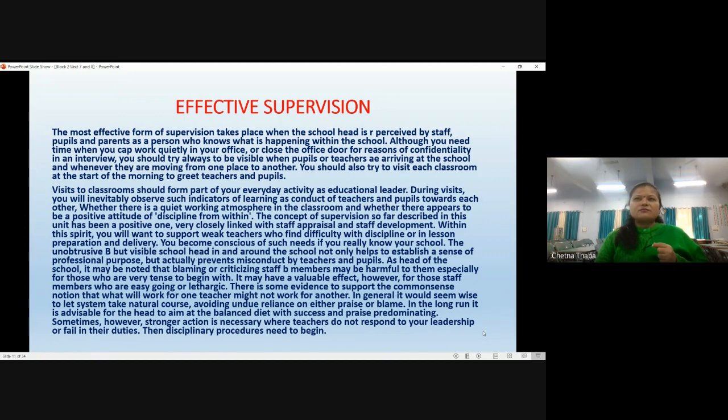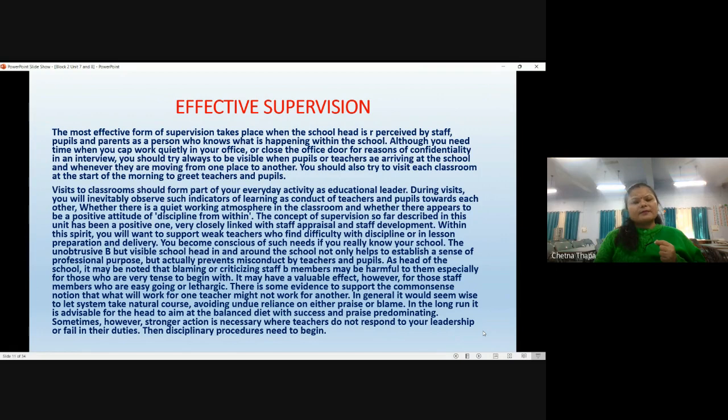You should not be seen blaming certain staff members or criticizing your staff members, because that will create attention to the people who will listen to it, or who will get to know that there's something which has been talked about behind the back. There is evidence of support and a common sense notion that what will work for one teacher might not work for another. You should know that if you are telling something to one teacher, that might not be workable for another one. Avoid reliance on either praise or blame.